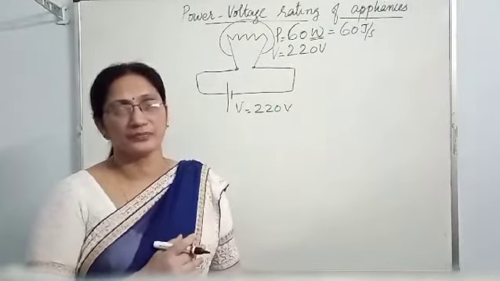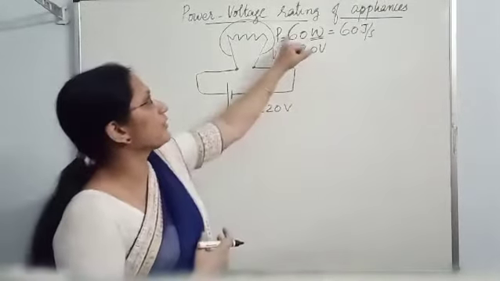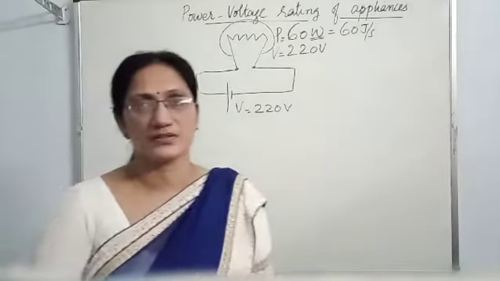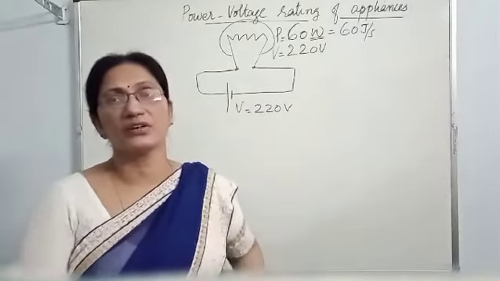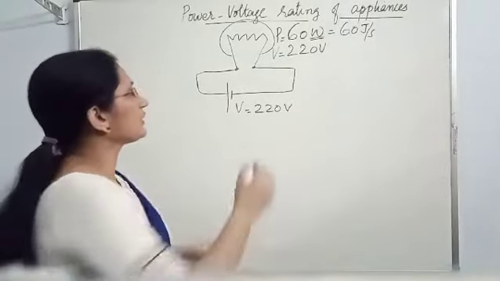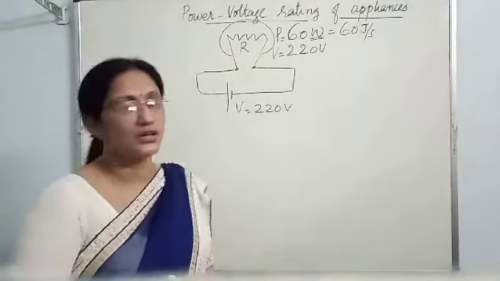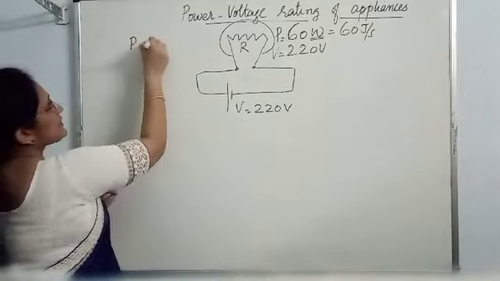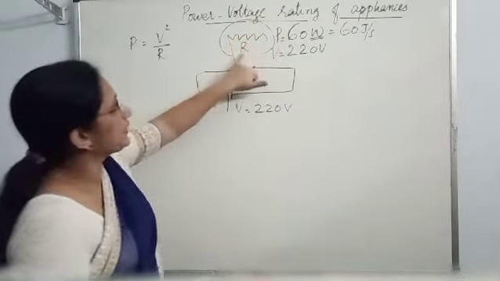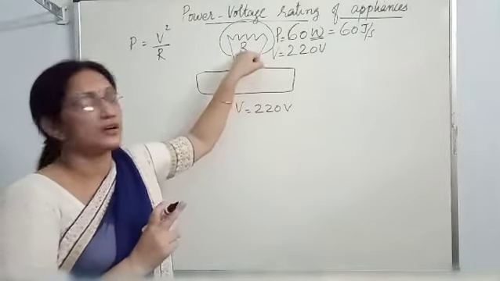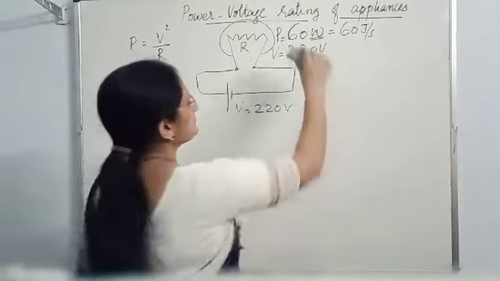Then what is the use of knowing the power voltage rating of a device? There are two uses. If you know the power voltage rating of a device, the resistance of the device you can find out. For that you have to use the formula P is equal to V square by R. From P and V you can find out the resistance of this bulb. Consider another example.